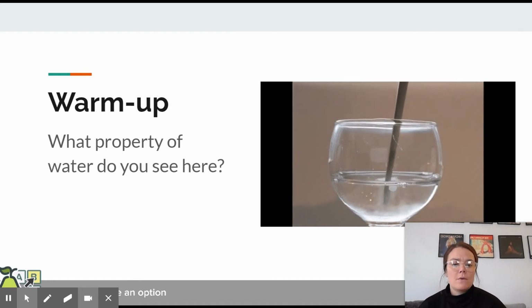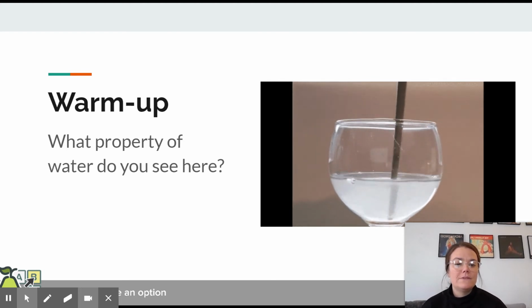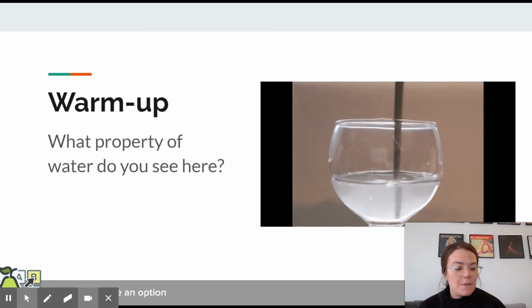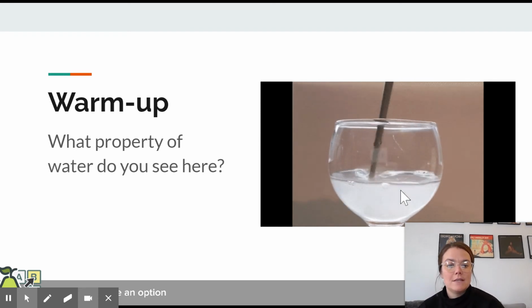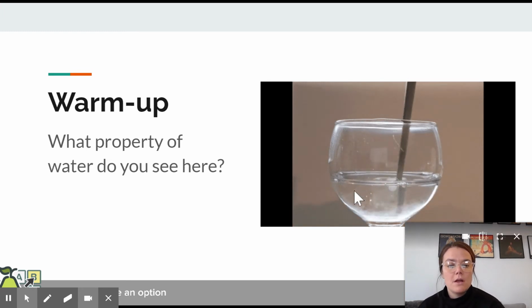What about this one here where we see a solid substance being dropped in, mixed together and dissolved into our liquid water? What property do we think we see here, and how do you know? Once again, there's a couple of options. The most obvious one is that water is a universal solvent. So it's dissolving that substance, probably salt or sugar, into it.